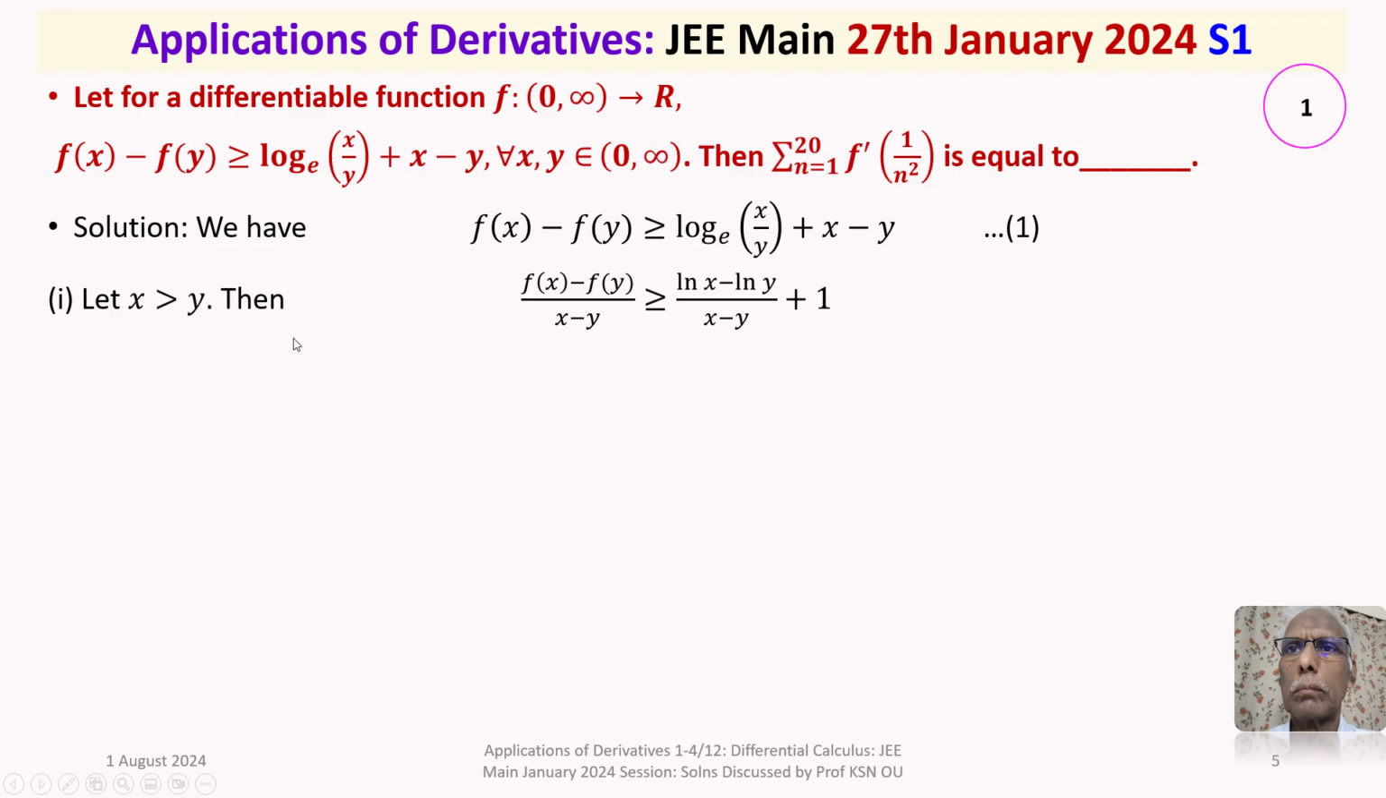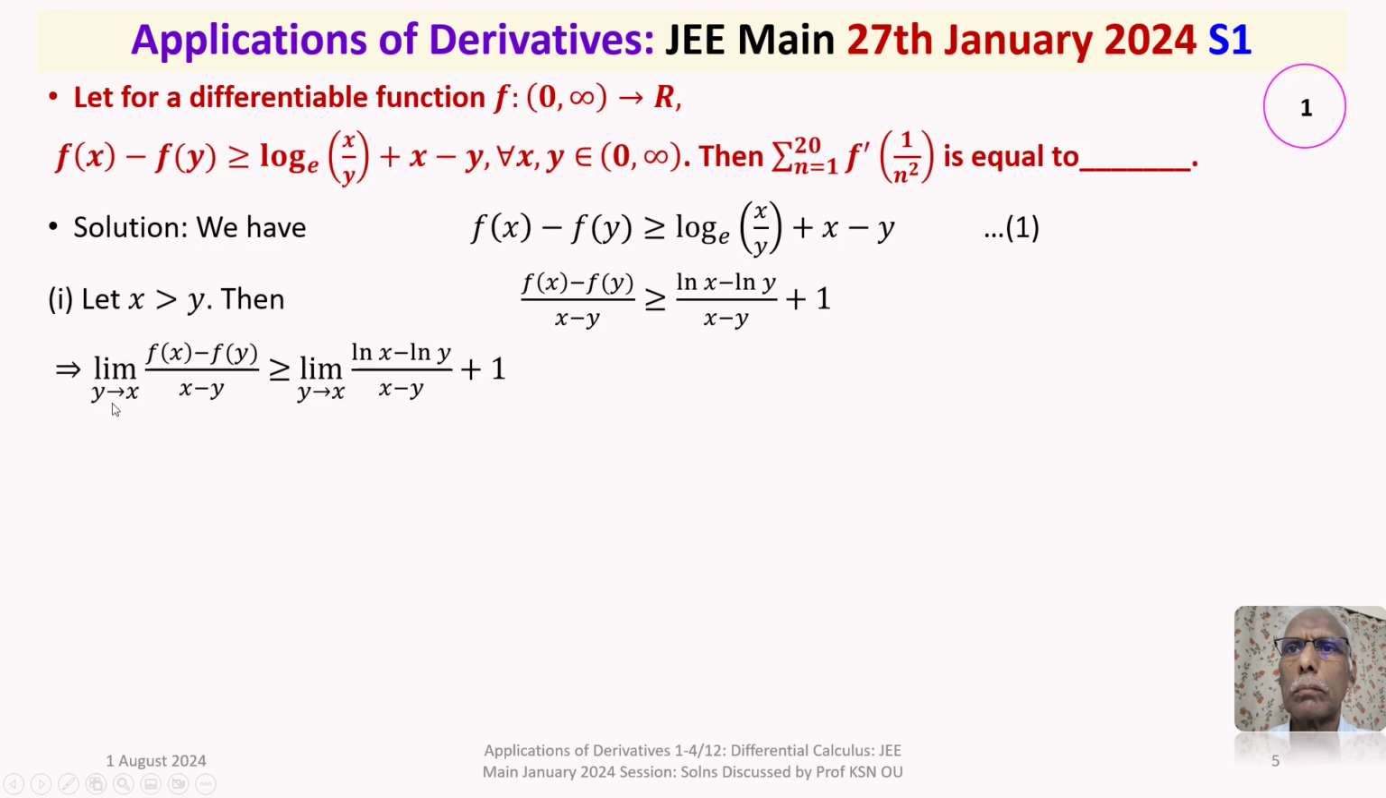Now take y tends to x. So x greater than y means y less than x. y tends to x means y tends to x from left. So that is the limit y tends to x of f of x minus f of y by x minus y greater than or equal to limit y tends to x of ln of x minus ln of y by x minus y plus 1. For 1, there is no need of taking limit because it is a constant.